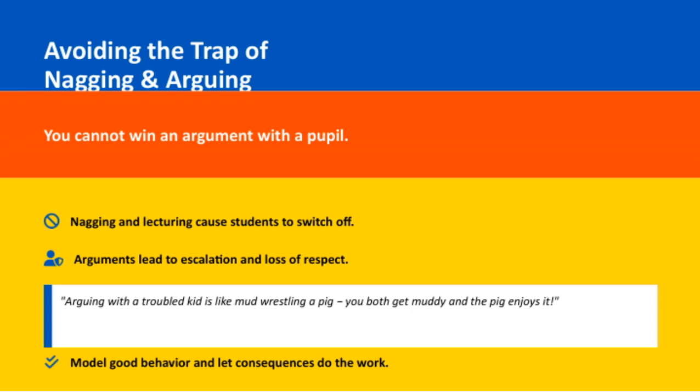Nagging and lecturing might seem like they work, but the reality is, they cause students to switch off and tune out. They stop listening because they feel criticized or overwhelmed. And the truth is, you cannot win an argument with a pupil. It's more effective to avoid falling into the trap of nagging and arguing altogether. By doing so, you maintain your authority and keep the relationship positive. Remember, the goal is to guide and influence, not to win battles through confrontation. So, stay calm, set clear boundaries, and let the natural consequences reinforce the right behavior.